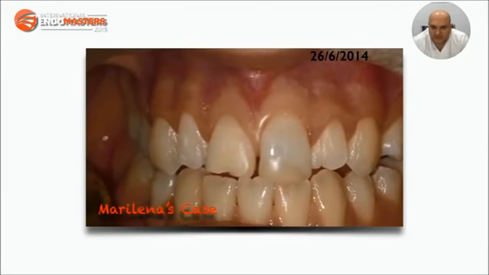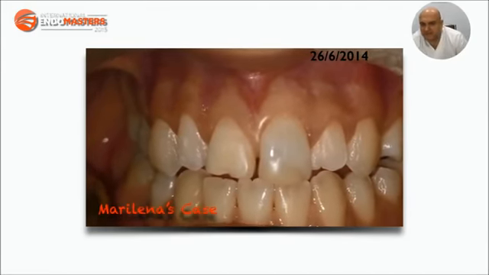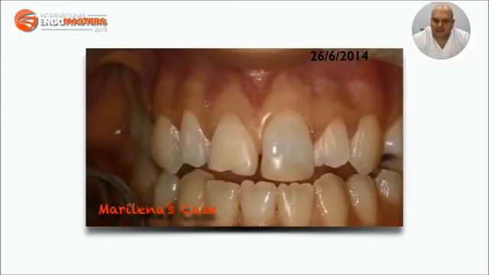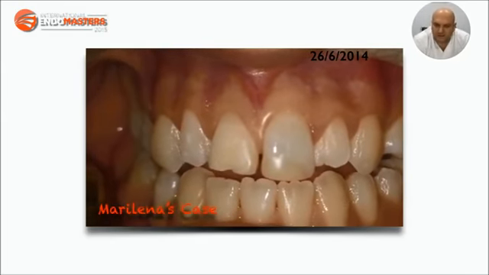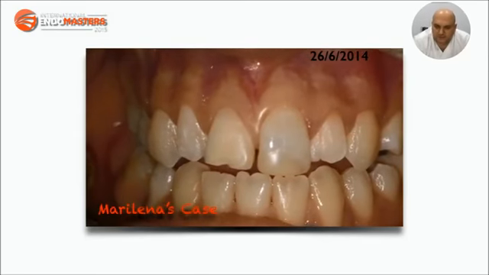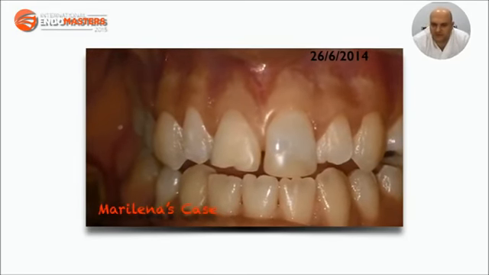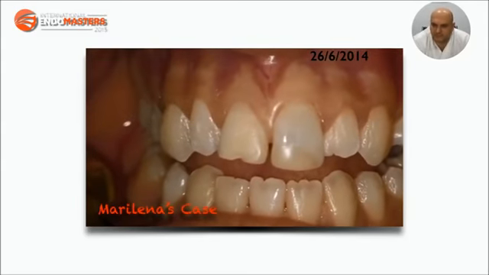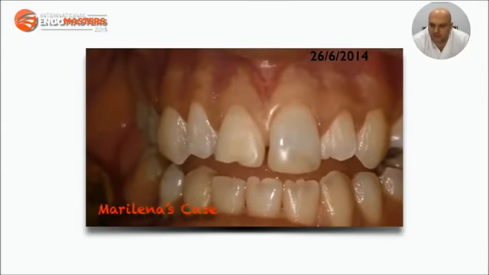And this is live, the clinical image of little Marlena's teeth 4.5 years after the single-step revascularization procedure. No periodontal probing depth, no mobility, asymptomatic.